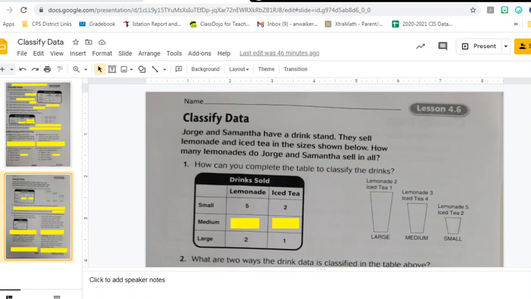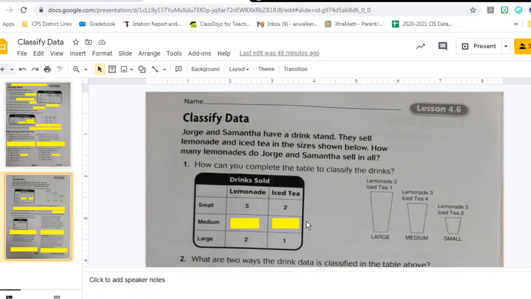Good morning, third graders. Today we're going to be working on classifying data. And so we're going to start here by reading the word problem, and then I'll talk to you a little bit about what classifying data is.